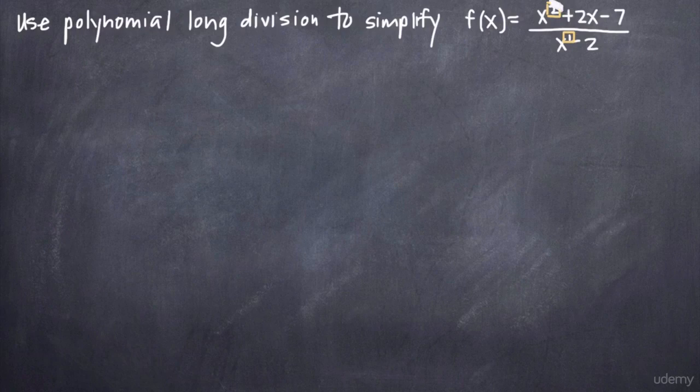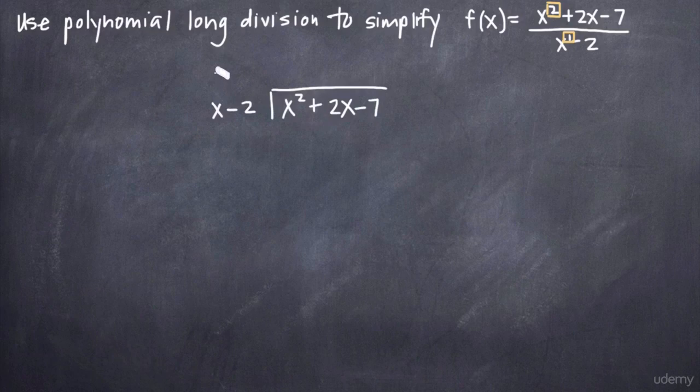Whenever the degree of the numerator is greater than or equal to the degree of the denominator, it's possible to use polynomial long division to simplify this rational function. And polynomial long division is the same kind of long division that you learned in grade school. You take the numerator of the fraction and you put it on the inside of the long division problem, so x squared plus 2x minus 7, and you divide that by whatever you have in the denominator, in this case x minus 2.